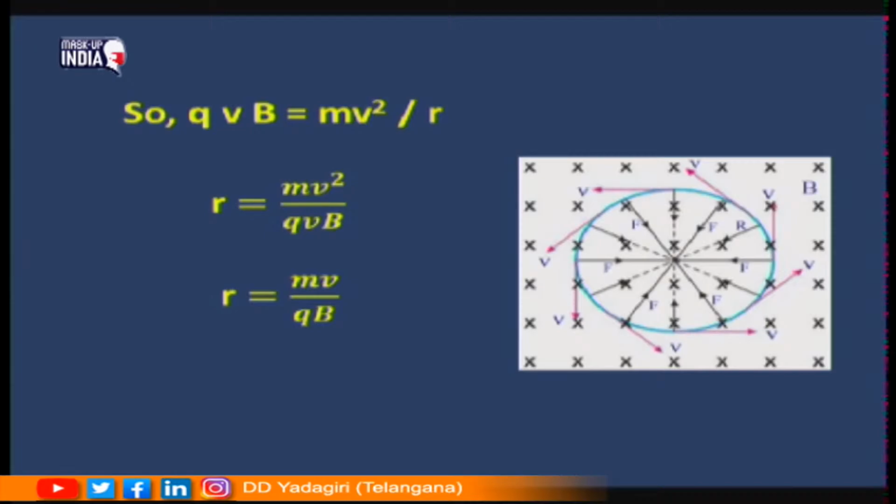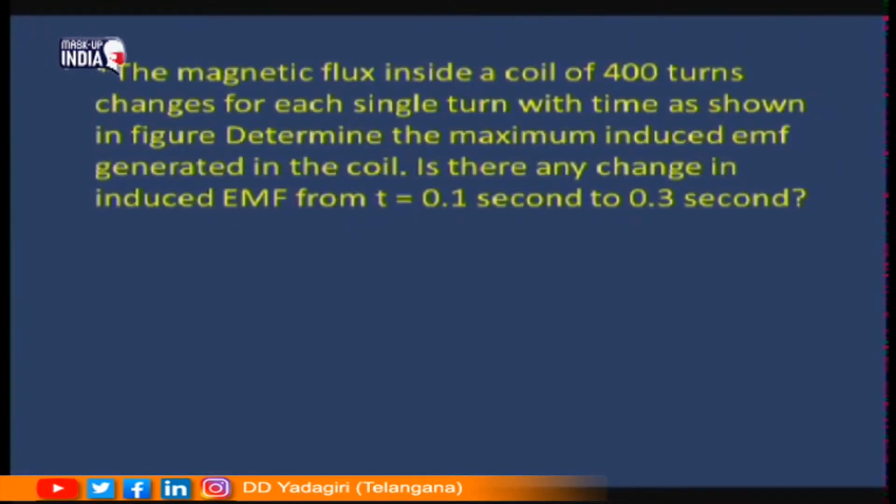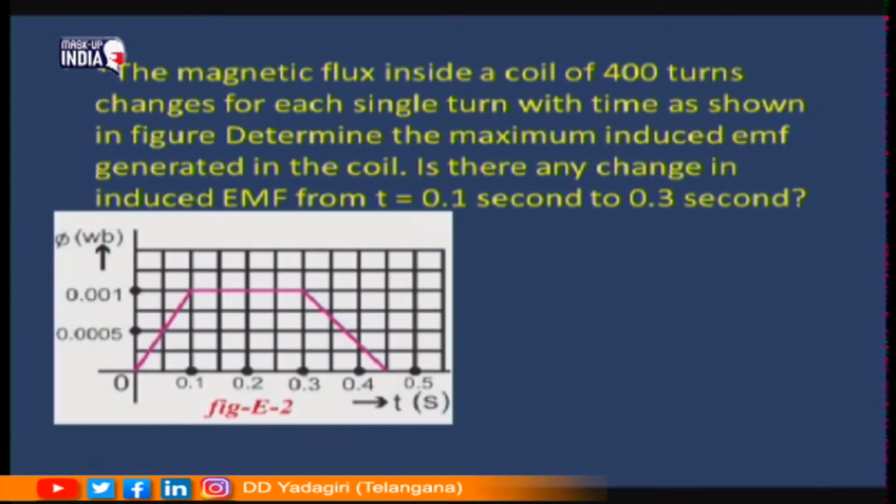Children, let us solve another numerical. The magnetic flux inside a coil of 400 turns changes for each single turn with time as shown in the figure. Determine the maximum induced EMF generated in the coil and is there any change in the induced EMF from 0.1 second to 0.3 seconds. So, let us do the first one.